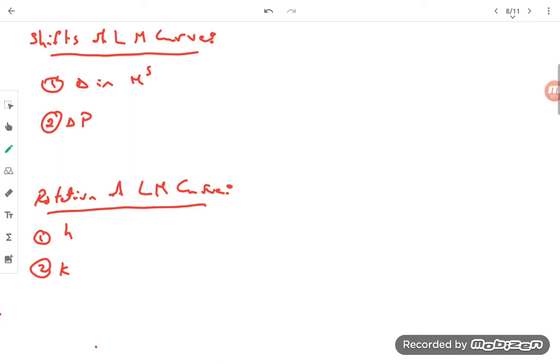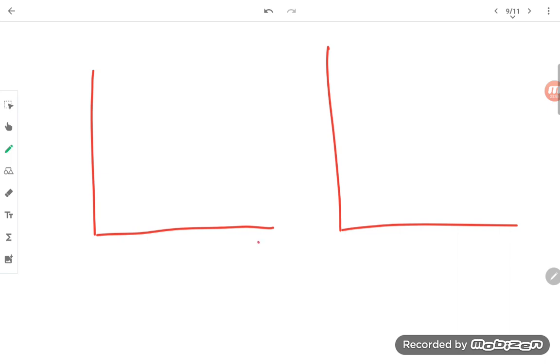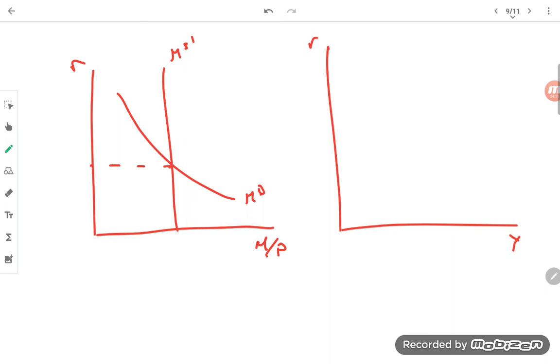So once again, shifts of the LM curve. Anything that reduces money supply will cause a shift of the curve upward. This is the initial situation, money supply, and this is money demand at a specific income level. And this is the LM in this case.